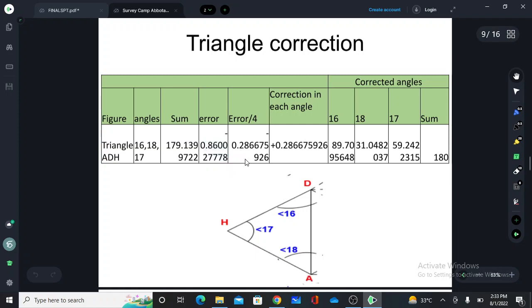Alright. And then we will divide this error by 4. So this is giving us a value of minus 0.286. Because the sum was less, we will add the correction in all the 4 angles, or the 3 angles, sorry. And once we add it to 16, 18 and 17, after the correction the sum is once again 180 degrees.